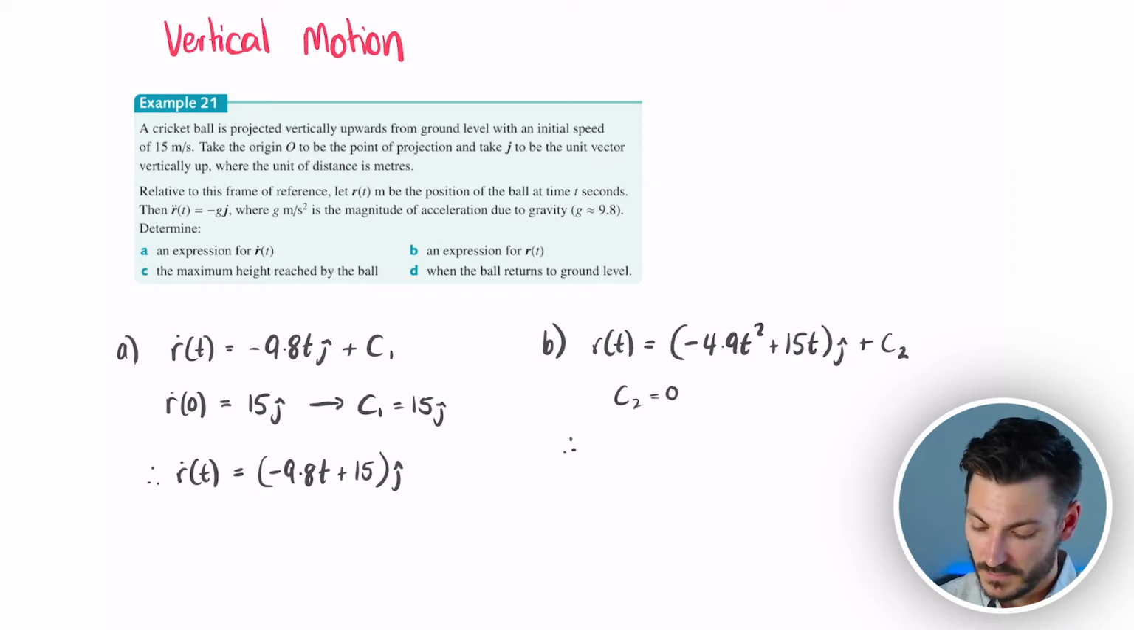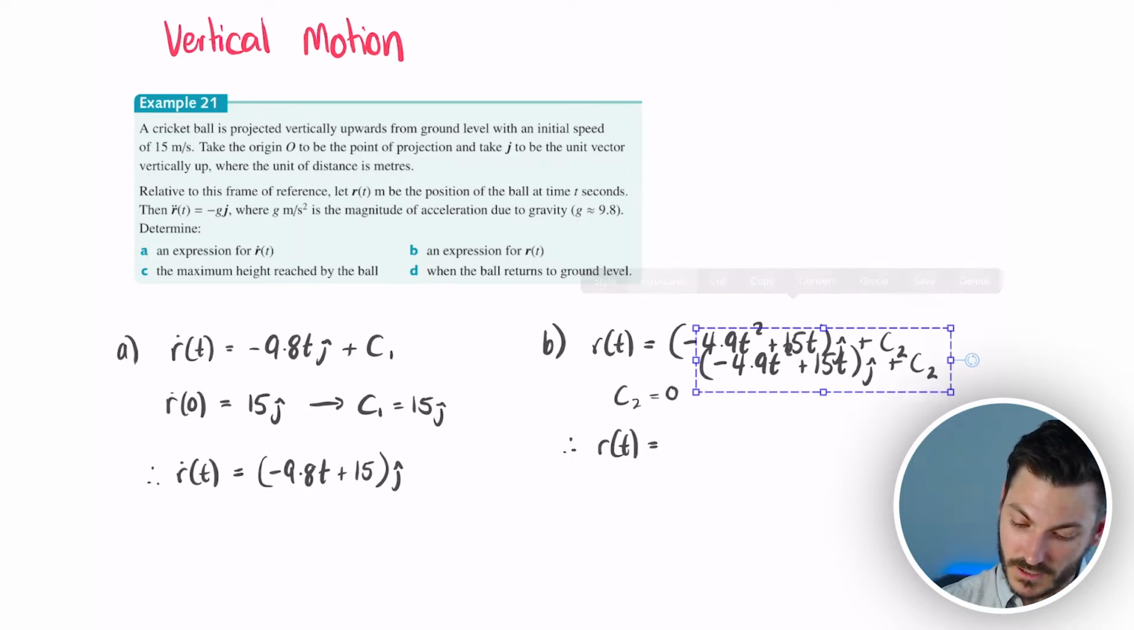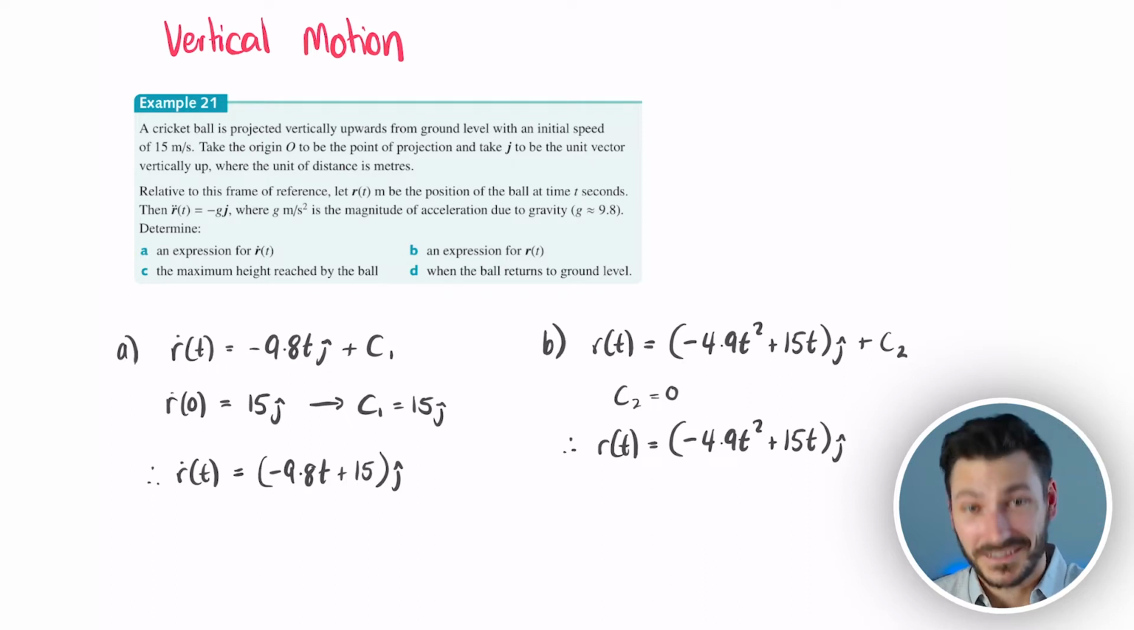That means that the position vector we want is the same as above, but without the C2. So I'm just going to rub that out after duplicating it, to maximize laziness. Nice. Let's move on to part C.